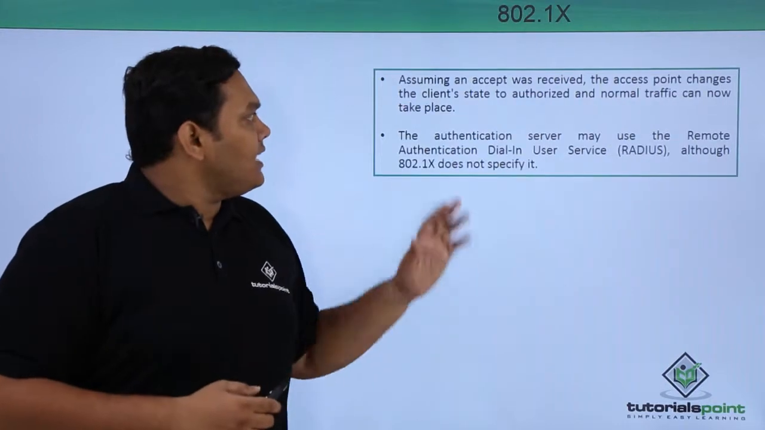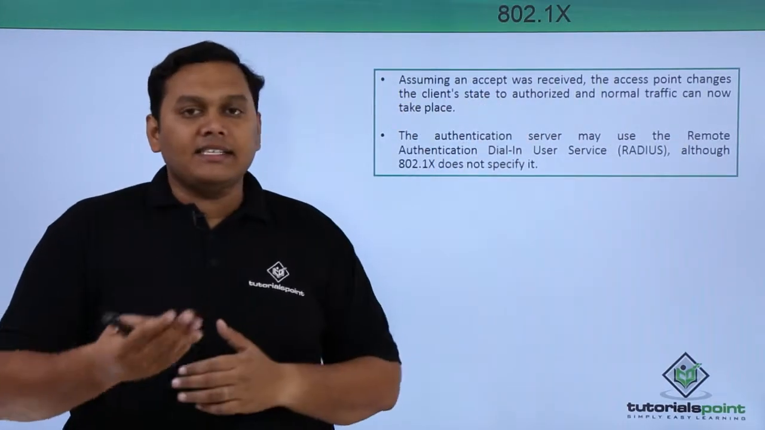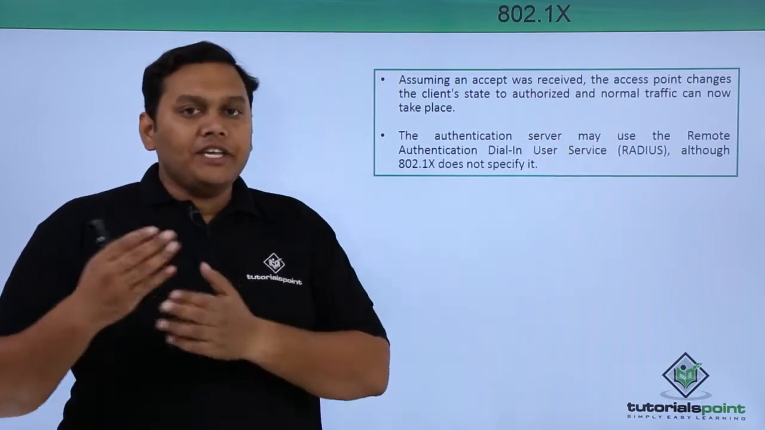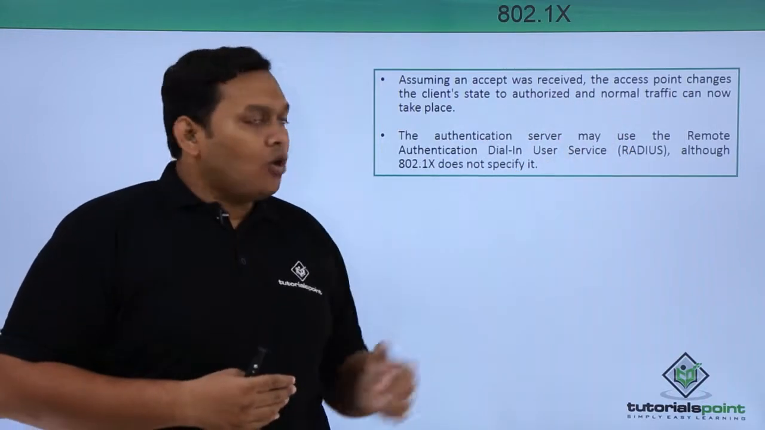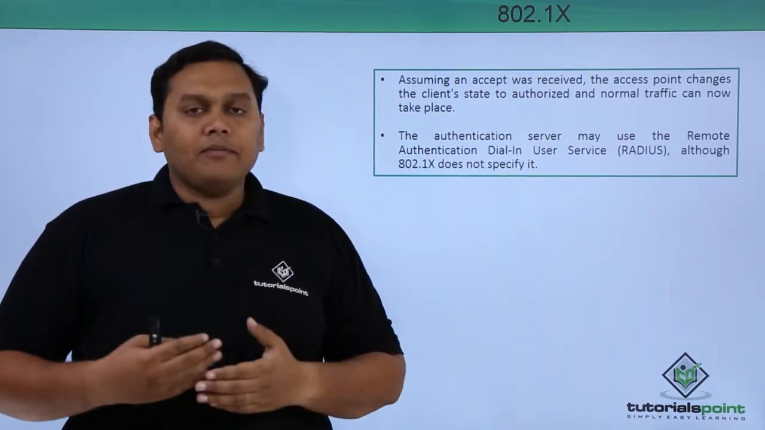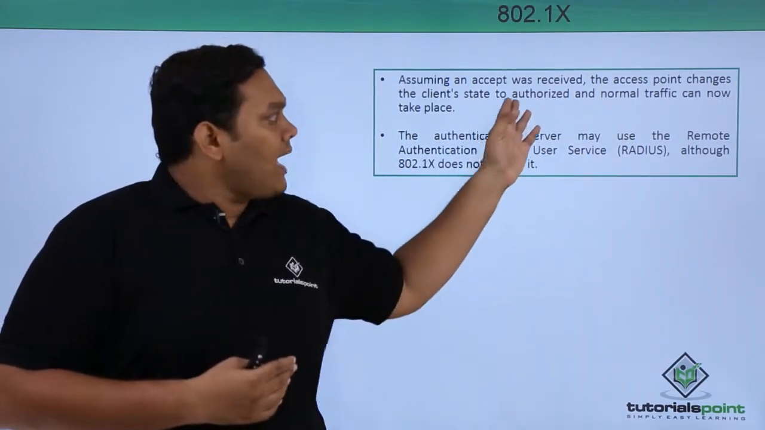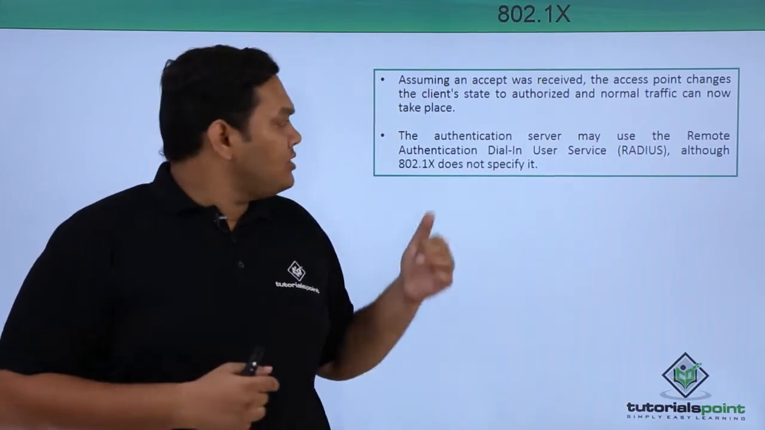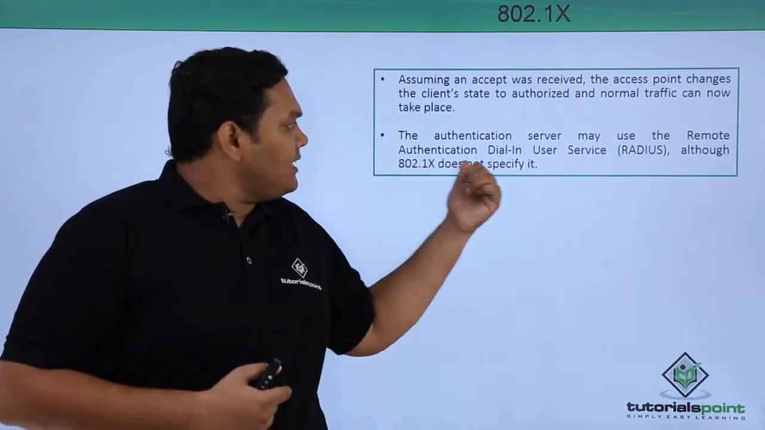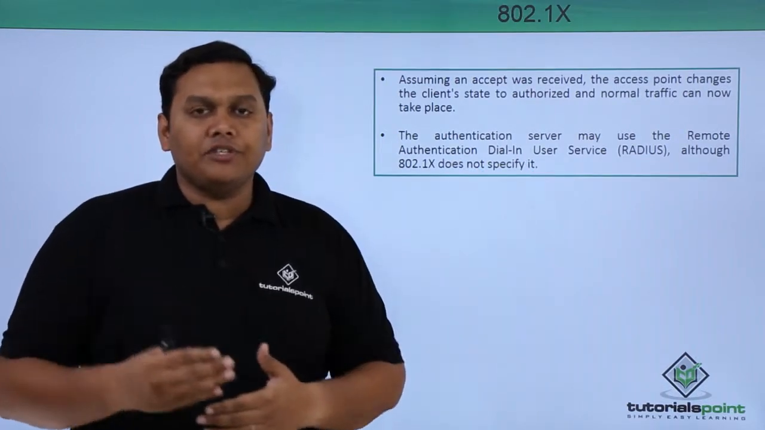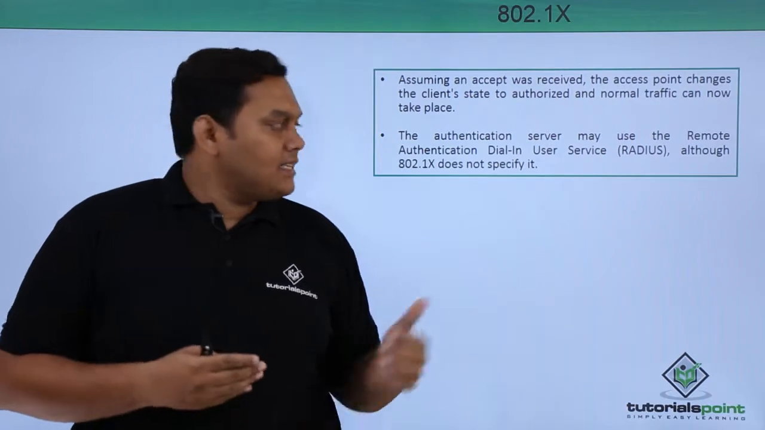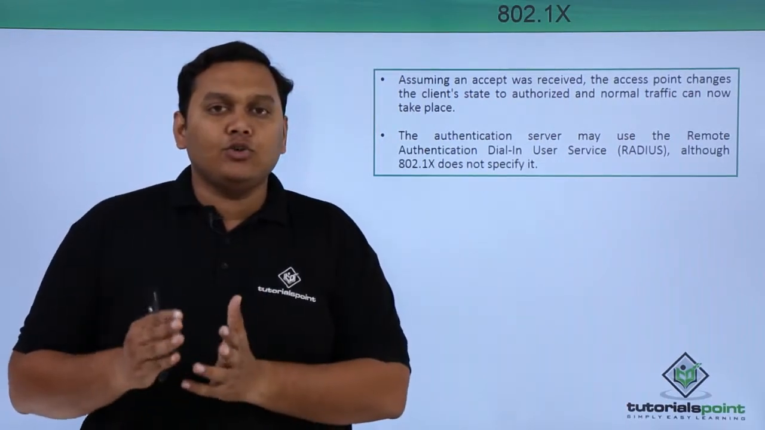Assuming an accept was received from the server, the access point changes the client state to authorized state, and normal traffic can now take place through the access point. Also, the authentication server may use the Remote Authentication Dial-In User Service, called RADIUS, although 802.1x does not specify clearly to use it.